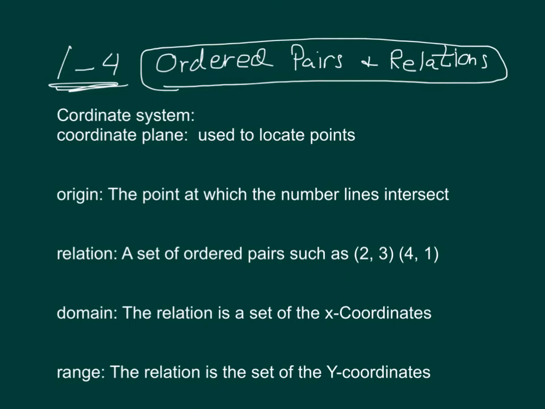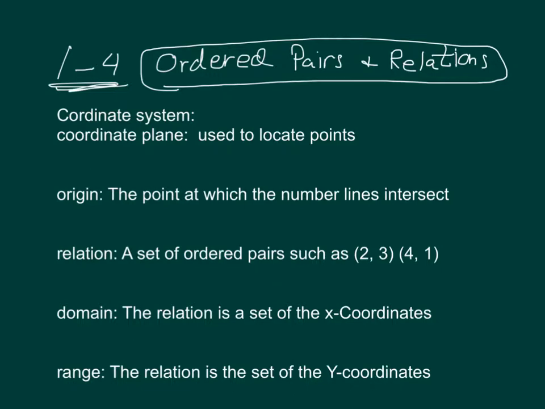Okay, 8th graders, today we're going to talk about section 1-4, ordered pairs and relations. Now, I suspect that we have a pretty good understanding of ordered pairs and graphs and the y and the x-axis and stuff like that. But to start off with, we're going to review some vocabulary.